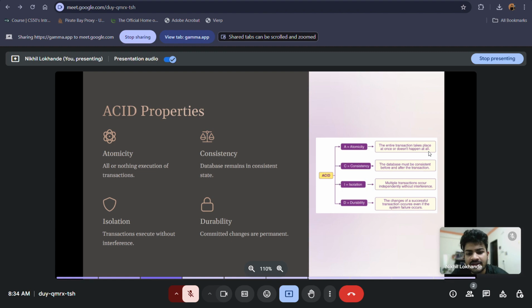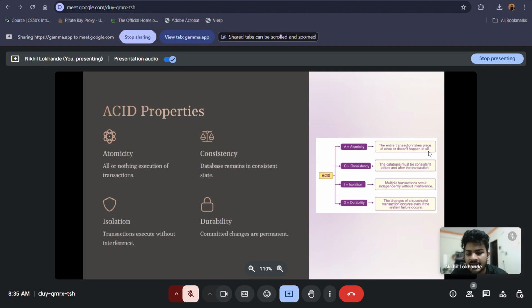Consistency. What does consistency mean? Consistency means database remains in consistent state. The database must be consistent before and after the transaction. The whole database should not get affected by the transaction in any ways. It should get affected just by the changes done by the transaction itself, but it should not affect in any other ways to the whole transaction.